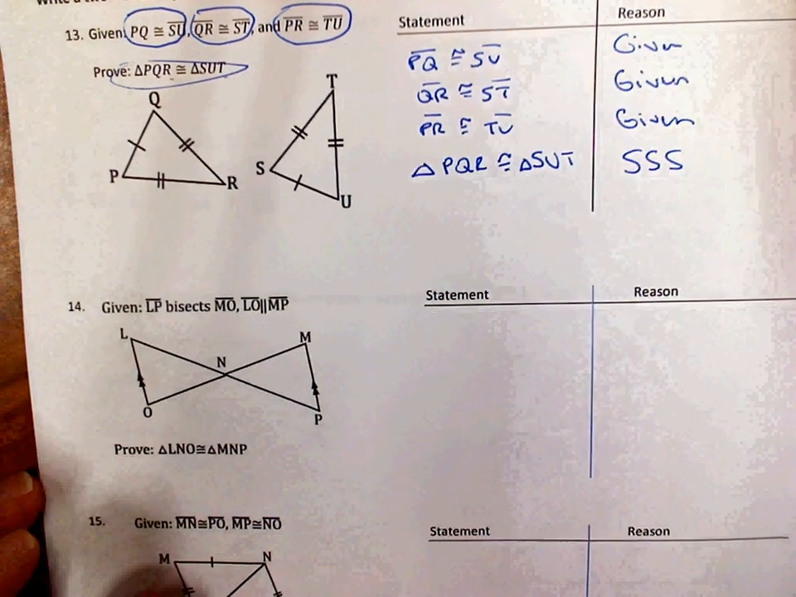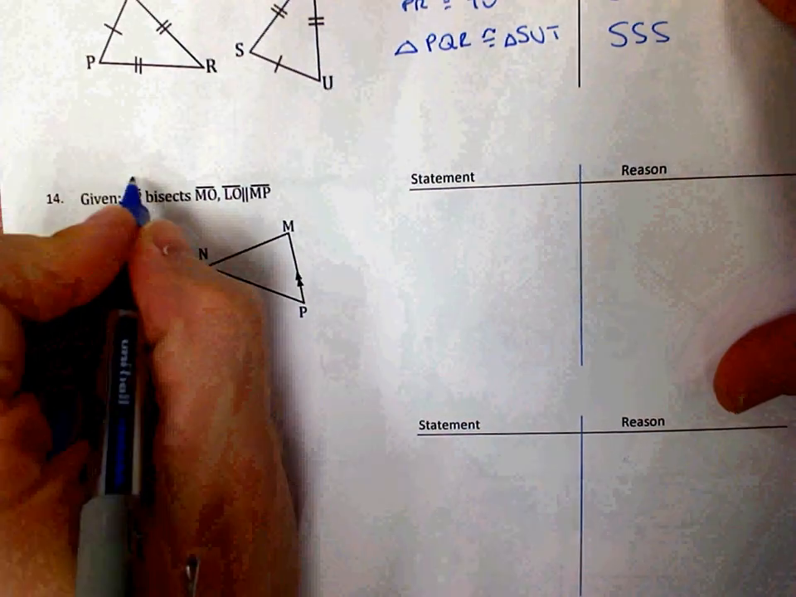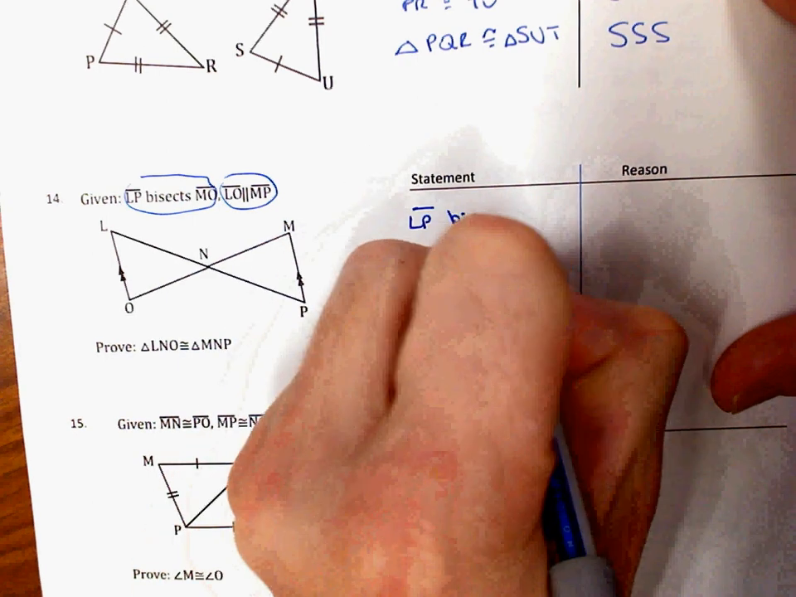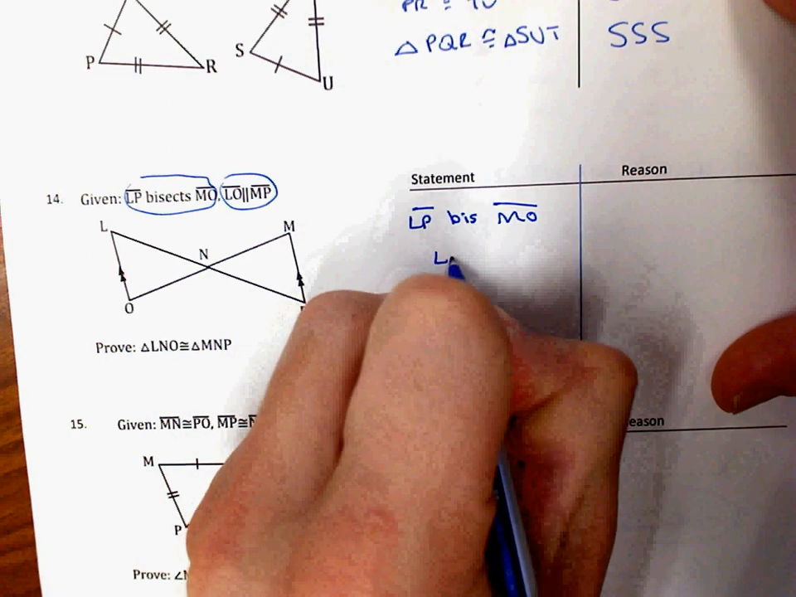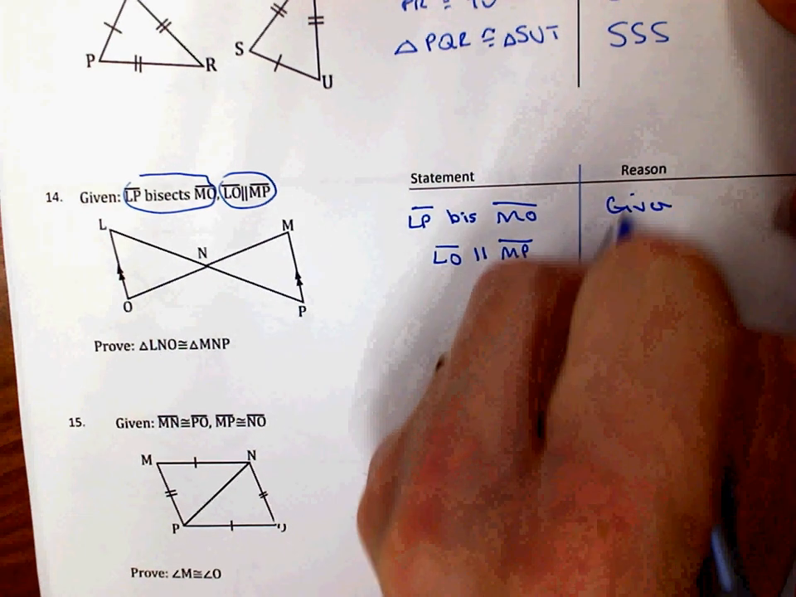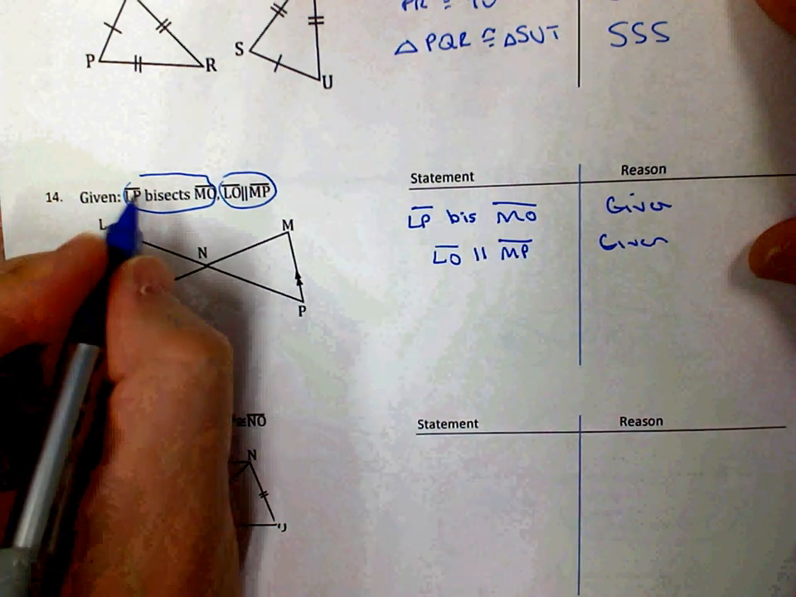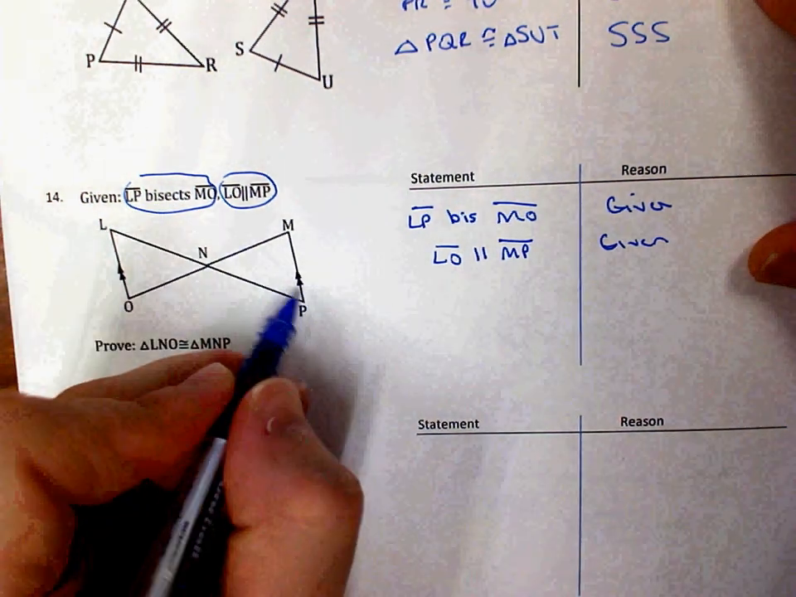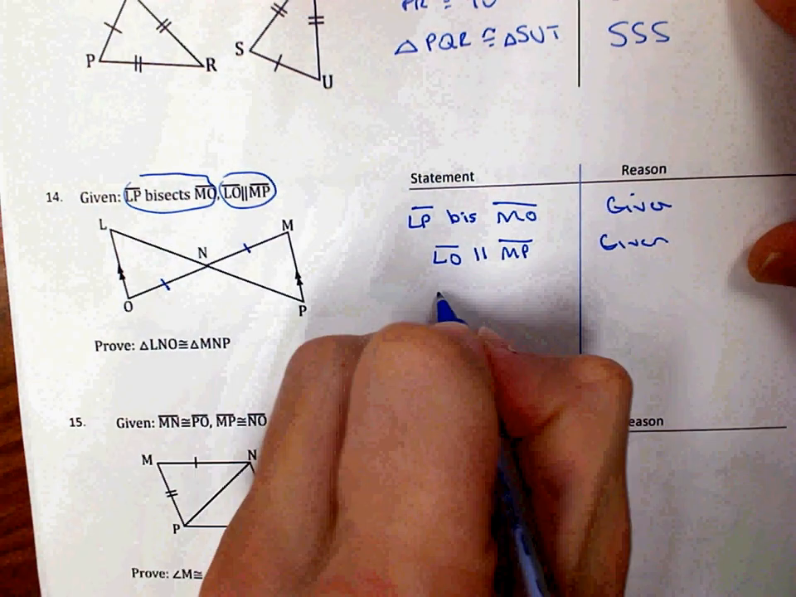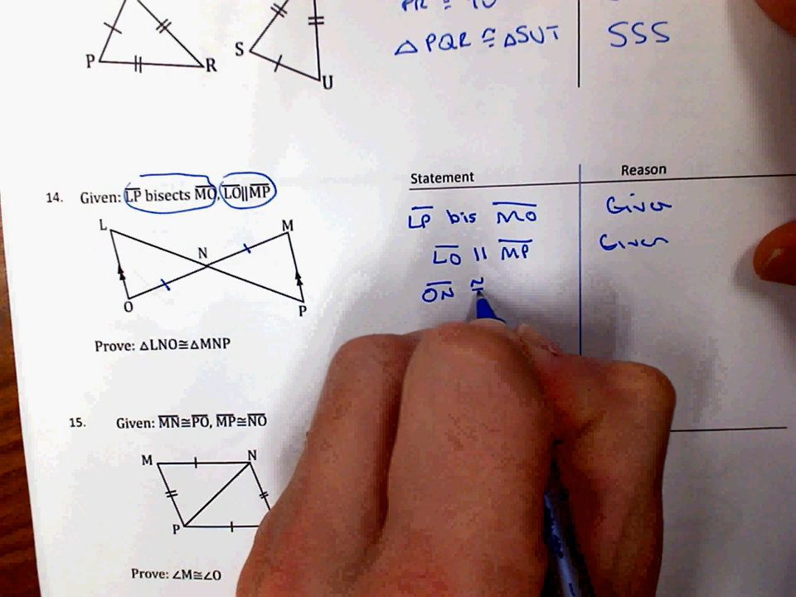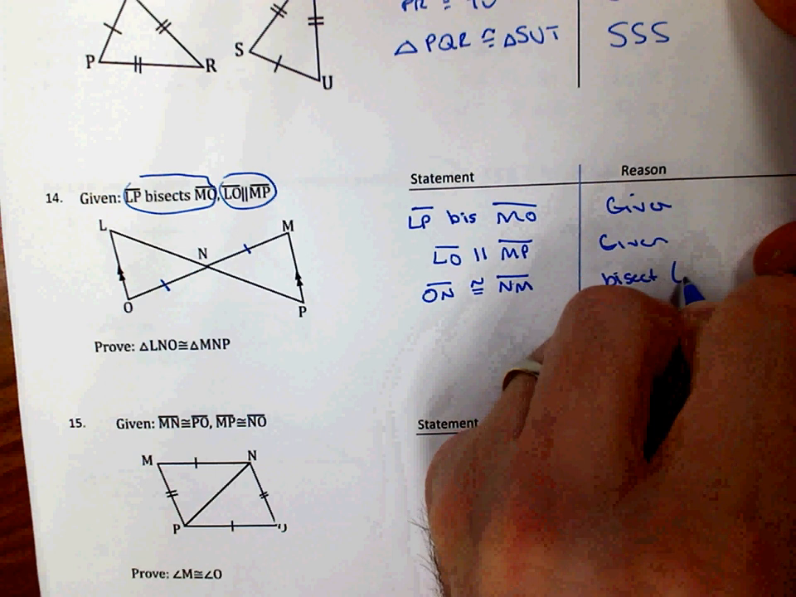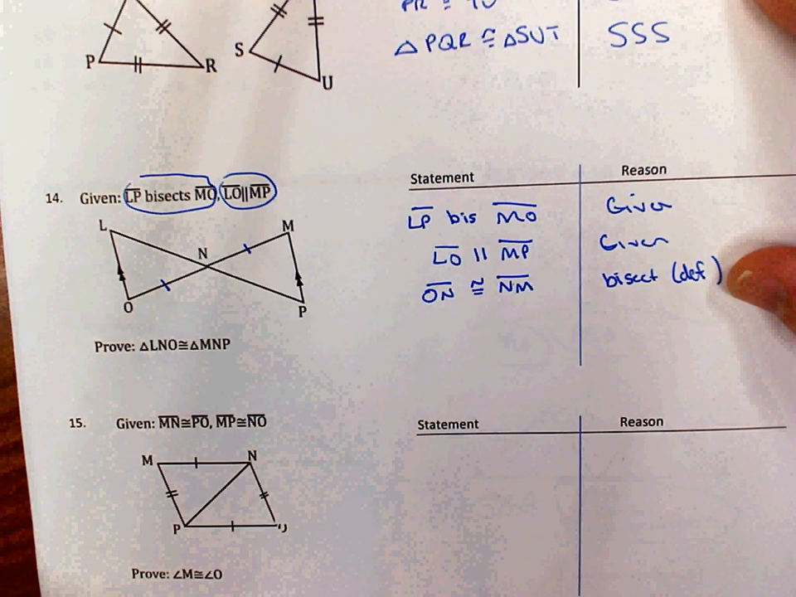14. I've got two things that are given. And unfortunately, neither one of those actually gives me anything to mark. But it does help me. So how does it help me? Well, I know that bisect means cut in half. So if LP bisects MO, if MO is bisected, then I can mark those. So I can say ON is the same as NM. Definition of bisect, or you can just write bisect.